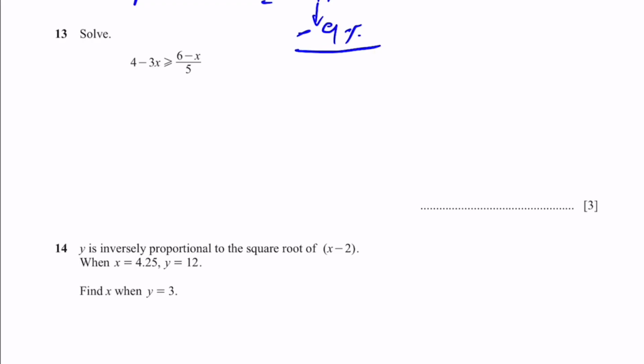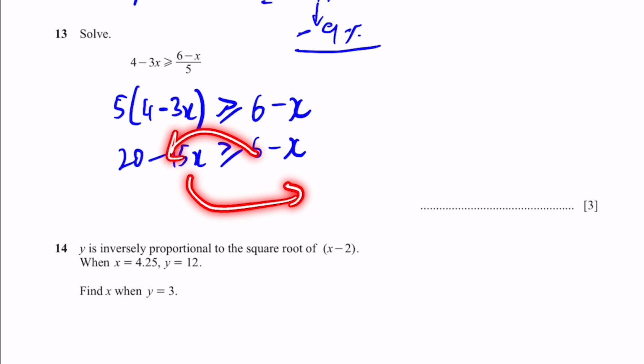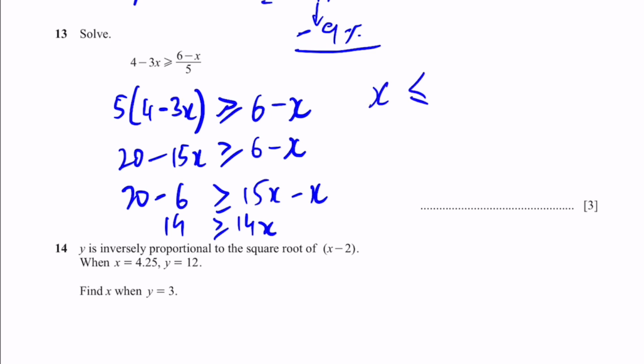Question 13. Solve 4 minus 3x is greater than or equal to 6 minus x by 5. That means 5 into 4 minus 3x, bring 5 to the other side, greater than or equal to 6 minus x. 20 minus 15x, greater than or equal to 6 minus x. Now bringing 15x to this side and 6 to the other side, 20 minus 6 is greater than or equal to 15x minus x. So 14 is greater than or equal to 14x, and x is less than or equal to 1.